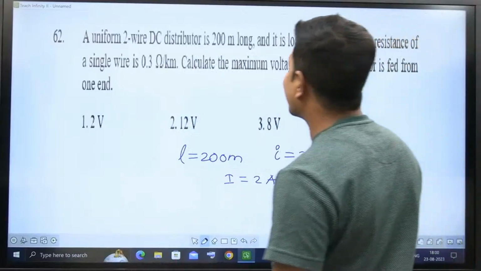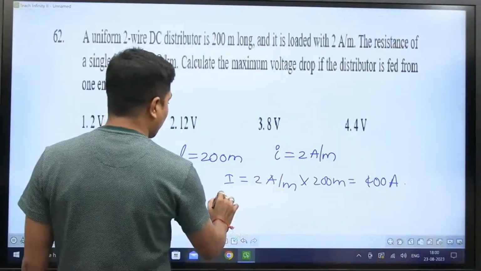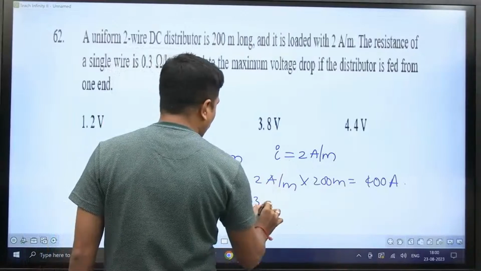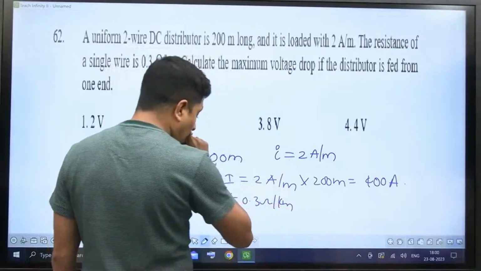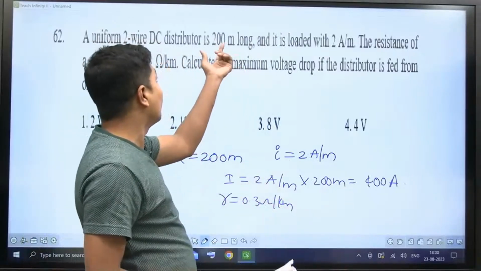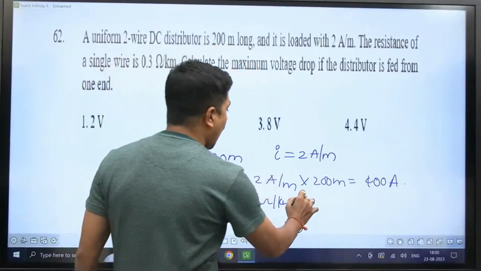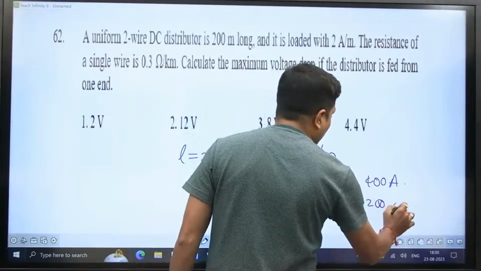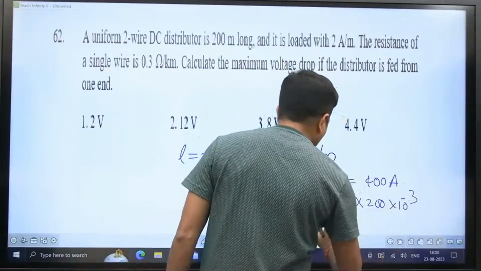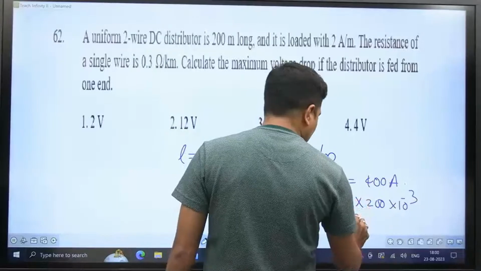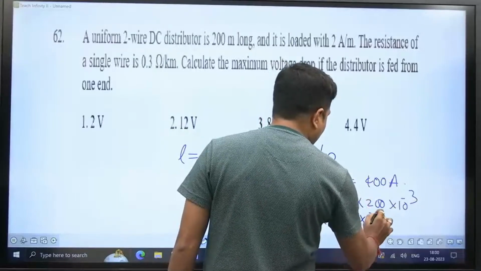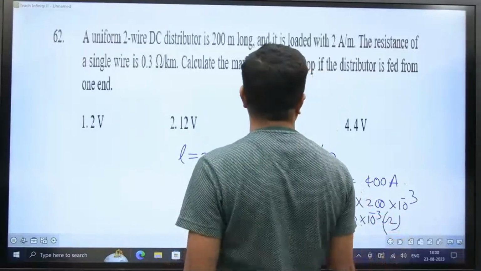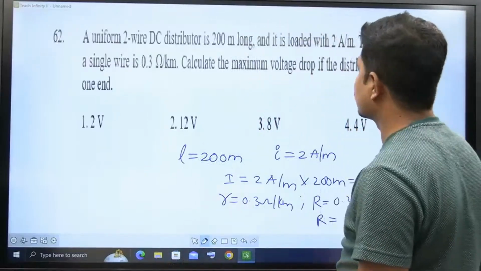The resistance of the single wire is 0.3 ohm per kilometer. Now, how many kilometers is it? He has given it as 200 meters. Then R is equal to 0.3 into 200 into 10 to the power of minus 3. How much are you going to get? So this will be 60 into 10 to the power of minus 3 is the total resistance, right?